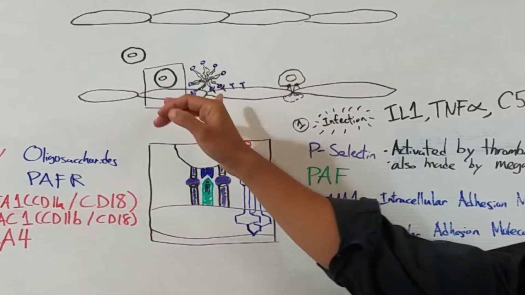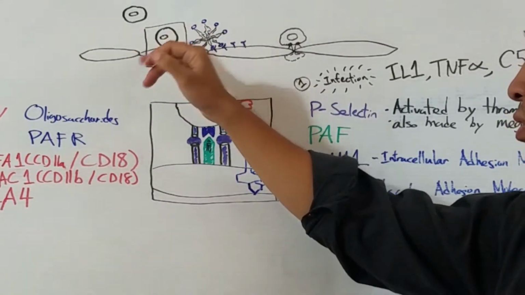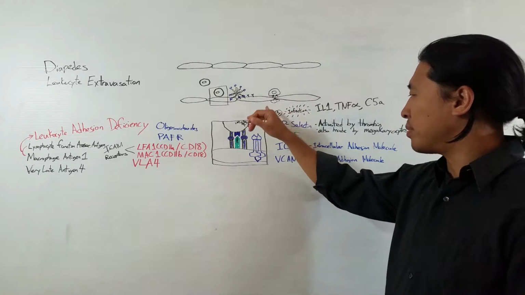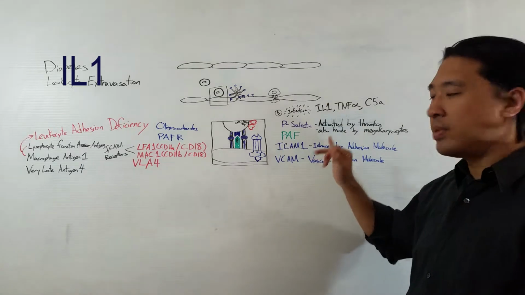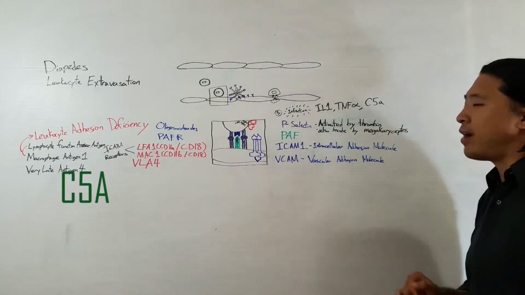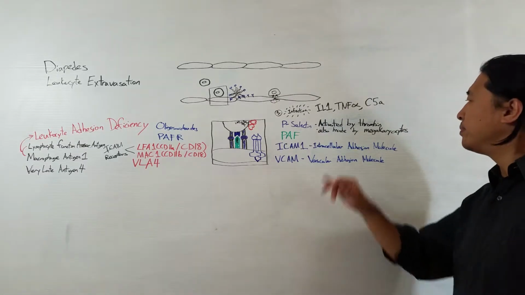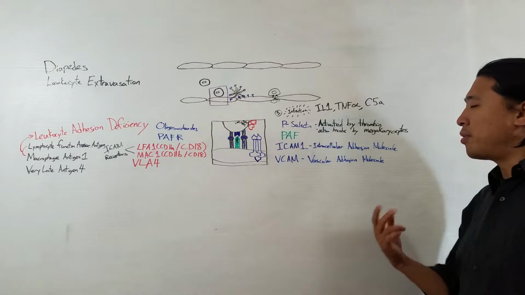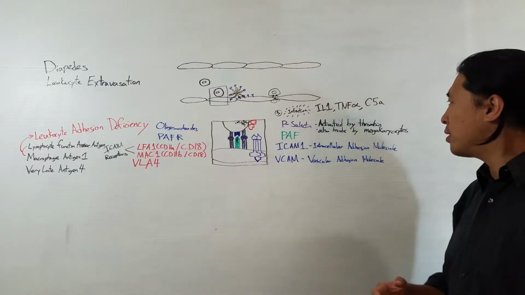Like I said before, about half of these white blood cells are rolling along the surface, and about half of them are traveling up here. If we have an infection or some type of inflammatory response, we will have the release of IL-1, TNF-alpha, and C5a. IL-1 stands for interleukin, TNF stands for tumor necrosis factor. Remember, if we have tumor necrosis factor, we expect to be releasing inflammatory markers.